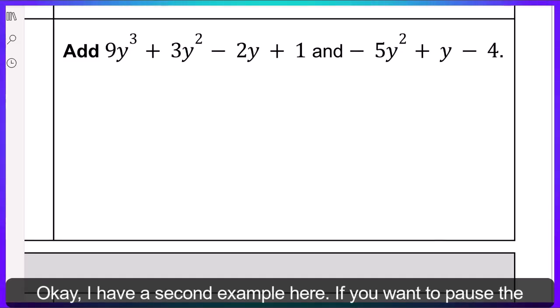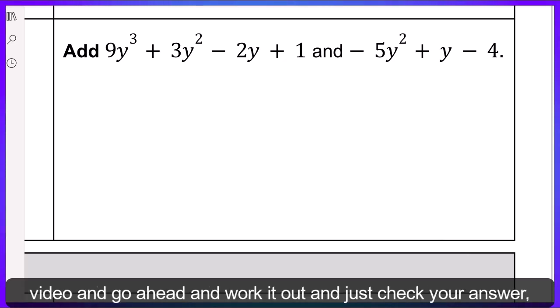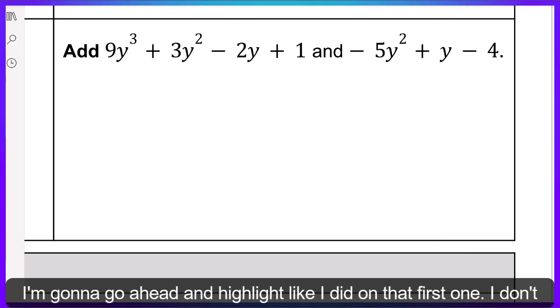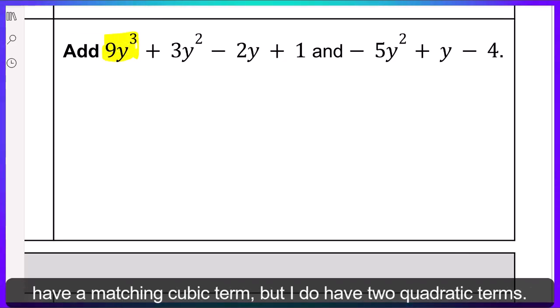Okay, I have a second example here. If you want to pause the video and go ahead and work it out and just check your answer, that would be perfect. If not, just continue to watch me work it out. I'm going to go ahead and highlight like I did on that first one. I don't have a matching cubic term, but I do have two quadratic terms.